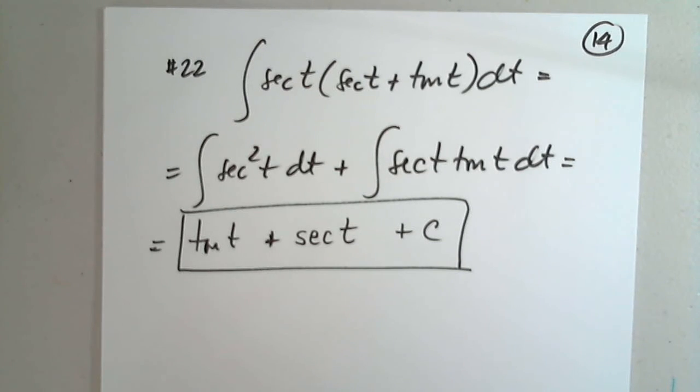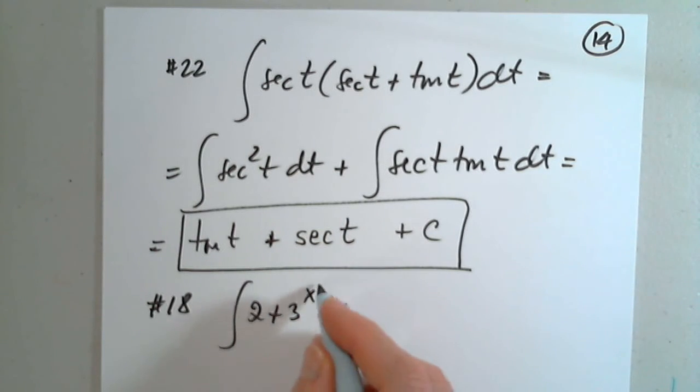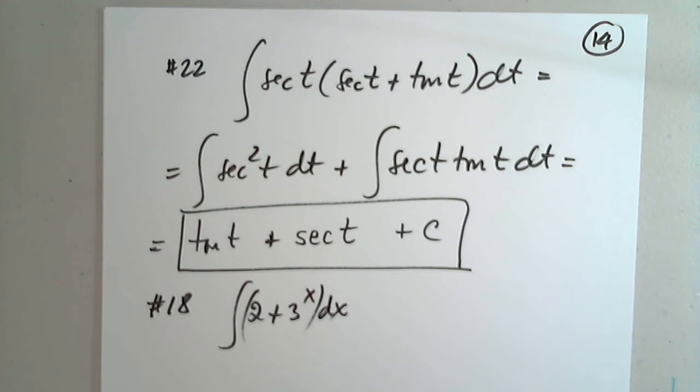Okay, more examples. Good pick. 22 was a good pick. Can you do number 18? 18 it is. Very good. Awesome. So in 18, we have the integral of 2 plus 3 to the x dx. Perfect. Very good pick. Thank you so much for picking that.